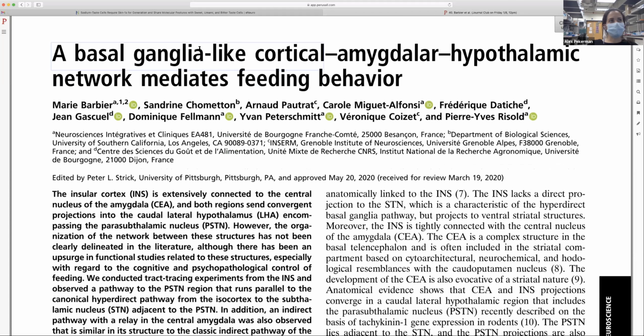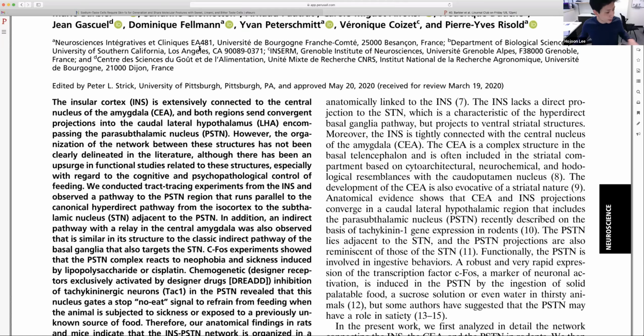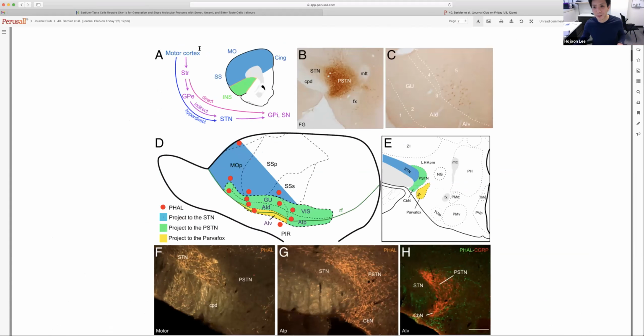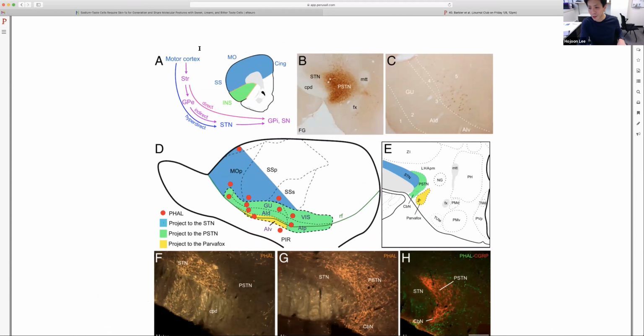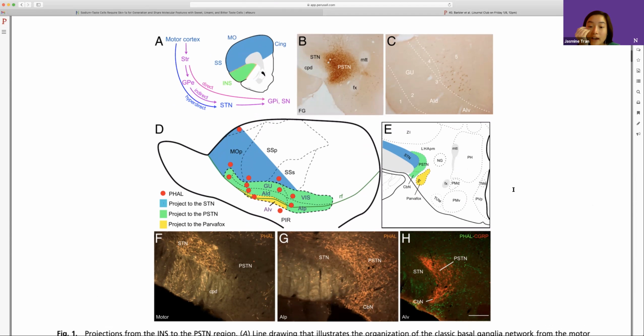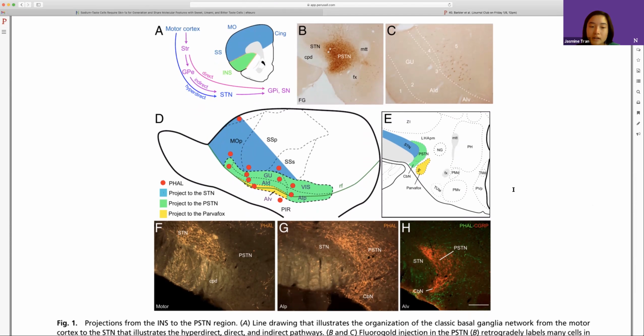Share screen. There's a lot of anatomy in the beginning, which will make this discussion very riveting, right? I think we can essentially breeze through, but Jasmine has volunteered to take figure 1, right? Yeah. Okay. So, figure 1 as a whole, this shows the estimate of the INS to the PSTN area.